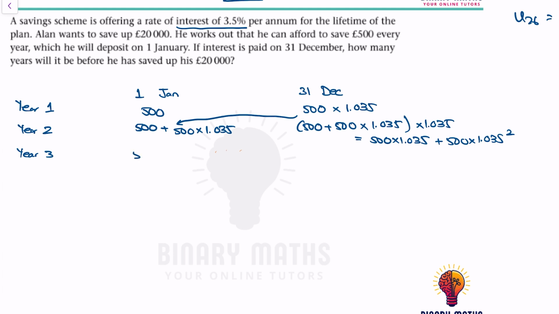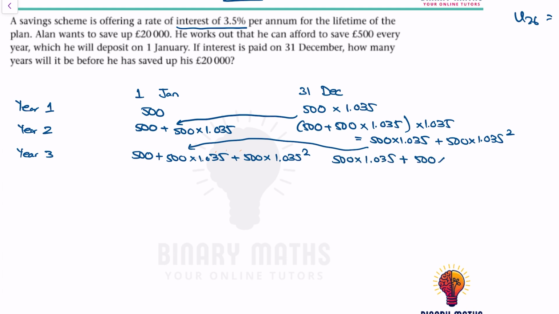So the following year, you're going to have 500 added again, plus the amount from 31st of December, which is 500 times 1.035 plus 500 times 1.035 squared. Again, this amount will be multiplied by 1.035, so you end up getting 500 times 1.035 plus 500 times 1.035 squared plus 500 times 1.035 cubed. So you can see a pattern now.